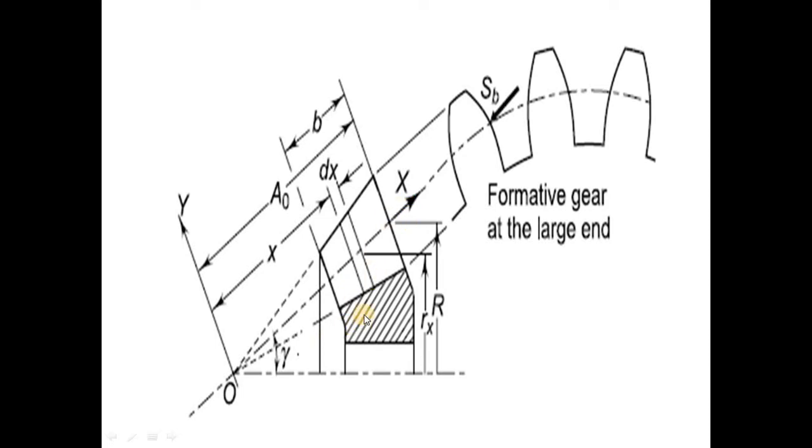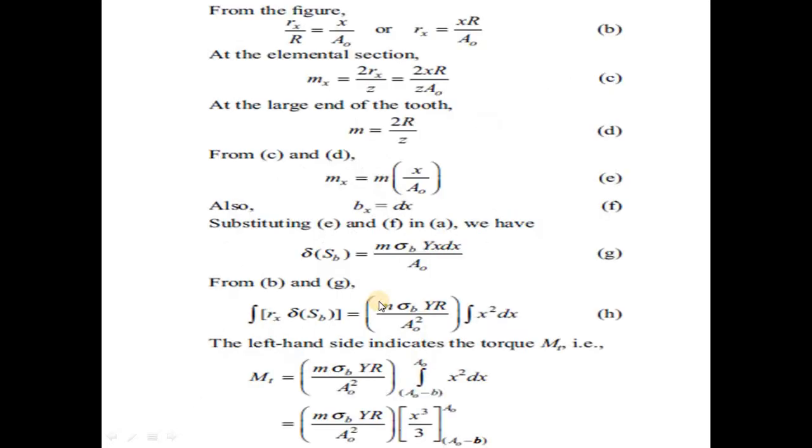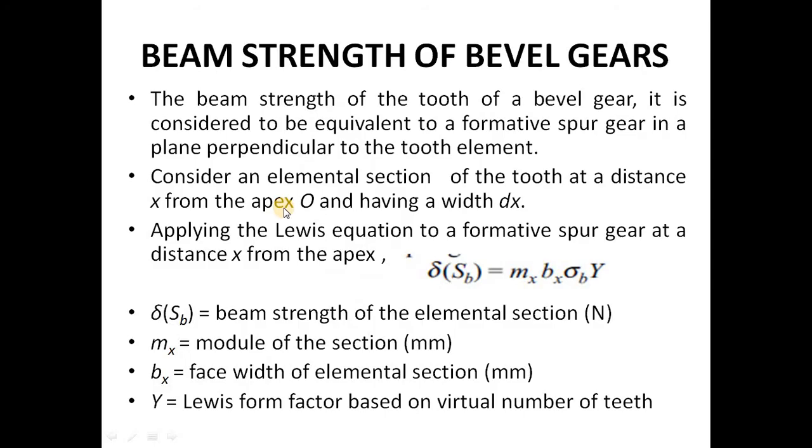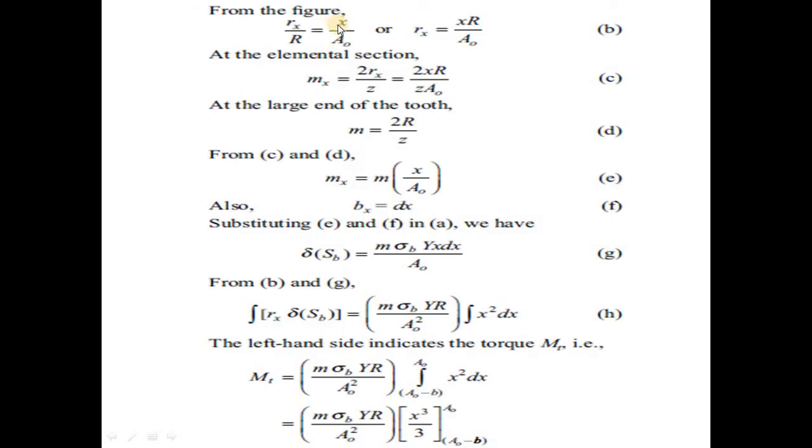That's why we can take one ratio here. Which ratio? Rx divided by R is equal to x upon A0. That ratio comes from here, considering one element. What is the ratio? Rx divided by R equals x divided by A0.